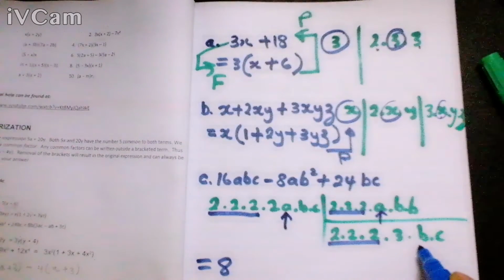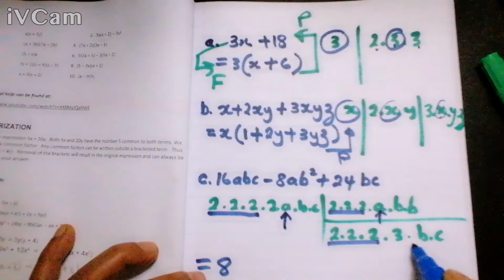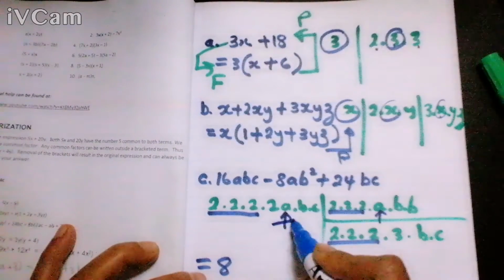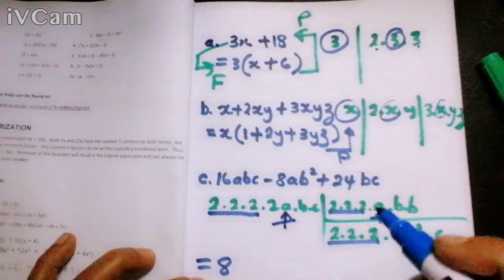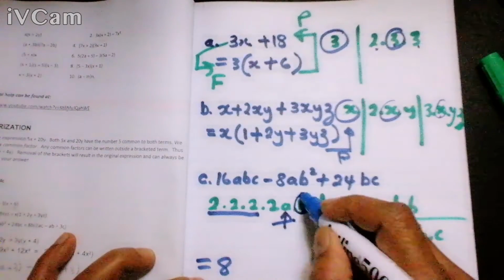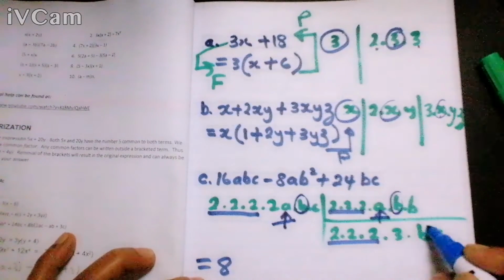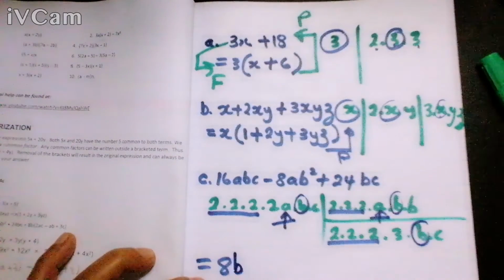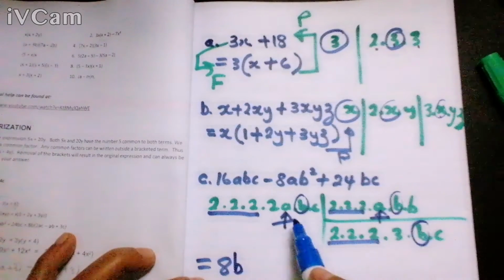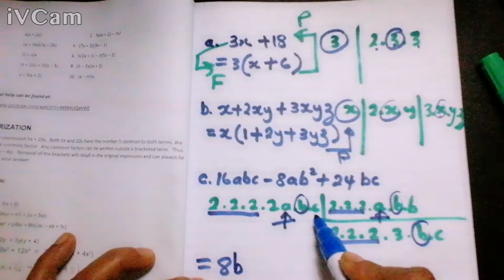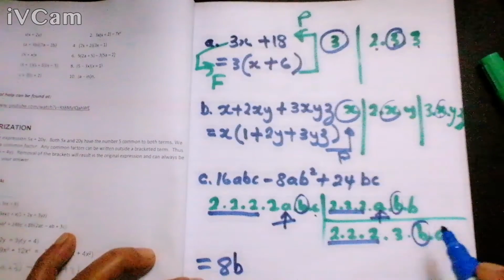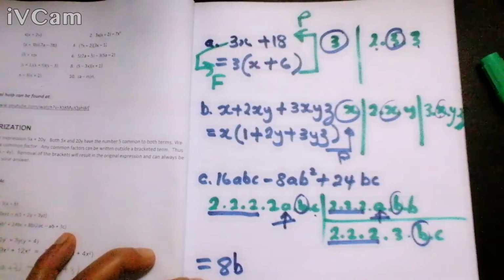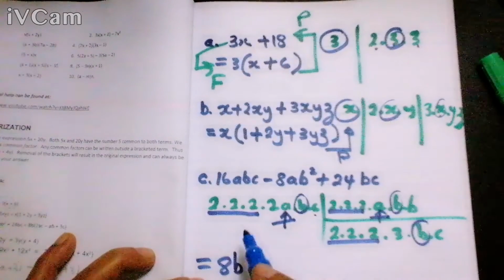Sorry, I don't see any A here, which means there's nothing common there, so that's out of the question. If we look at B, B is common there, B is common there, and B is common there, so B is common. And the C, yes, it's there, it's there but not there, so it can't be common. So this is the only term that's common to these 3 terms.